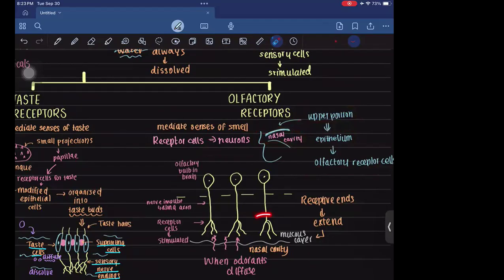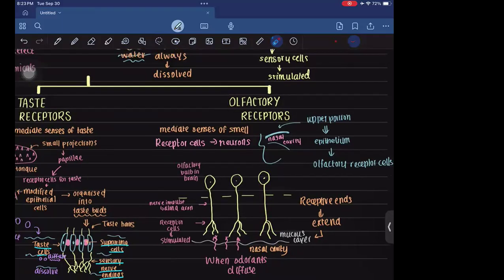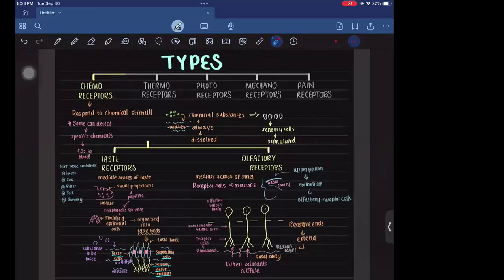The receptive ends of these olfactory receptor cells will be extending into the mucus layer of the nasal cavity. Of course, the nasal cavity is going to have the mucus layer. These receptive ends extend into this mucus layer, because I told you for sensory chemoreceptors, what is necessary? There should always be a watery medium so that the chemical substances can dissolve.